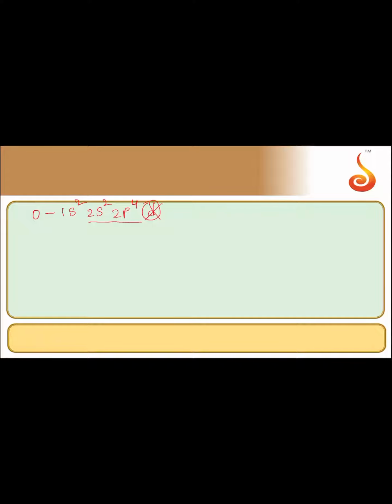But in case of sulfur, the electronic configuration is 1s2, 2s2, 2p6, 3s2, 3p4, and the third main energy level contains a 3d orbital also, and the 3d orbital is completely empty here in case of sulfur. So 3s and 3p is the outermost electronic configuration. 3s contains 2 electrons, 3p contains 4 electrons. It is a ground state electronic configuration.